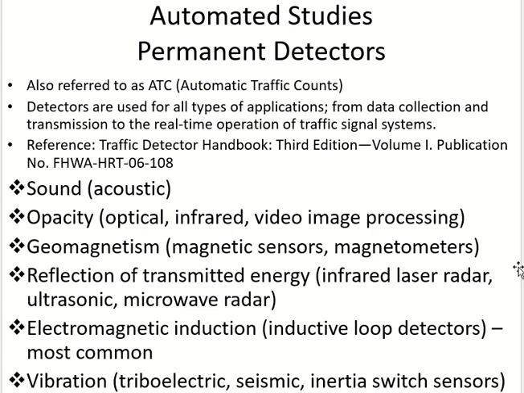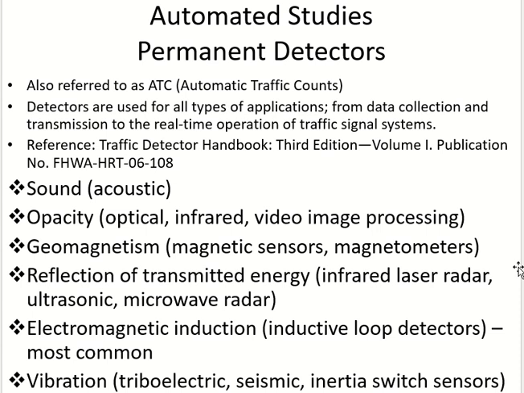Then we have magnetic detectors. The detector creates a very light magnetic field around it. The car passes, the magnetic field is disturbed. So the number of times the field is disturbed is the count of the vehicles.